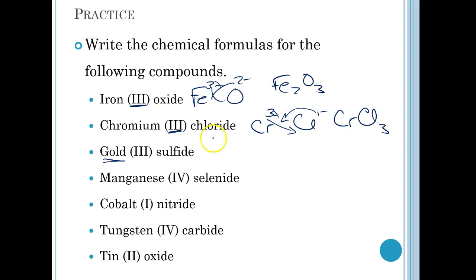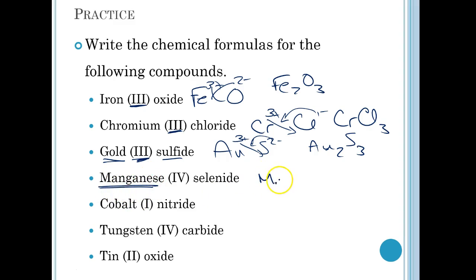Okay, gold. Gold is Au, not Ag. That's silver. Au has a charge of 3. Sulfur is in the column where it has a charge of negative 2. Drop and swap: Au2S3. Okay, this one, manganese. That's different than magnesium. That is Mn. The fact that it has a 4 would also indicate that it's not magnesium. Magnesium is always 2. So 4.